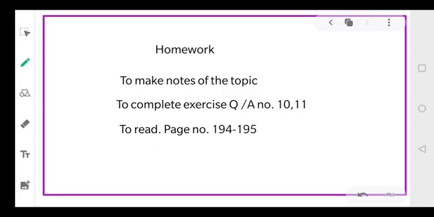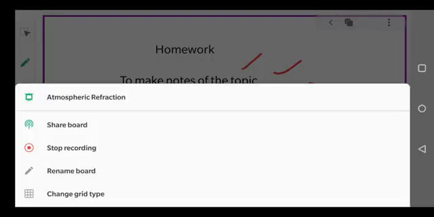Right? So let's come to your homework for today. First of all, you will make notes of this topic. So beautifully you will draw all the diagrams, you will label them, and then you will complete the notes. Secondly, you will attempt the question answers of the exercise, that is question number 10 and 11, like we have discussed in the video. And then you will read page number 194 and 195. You will underline all the important points in your book.